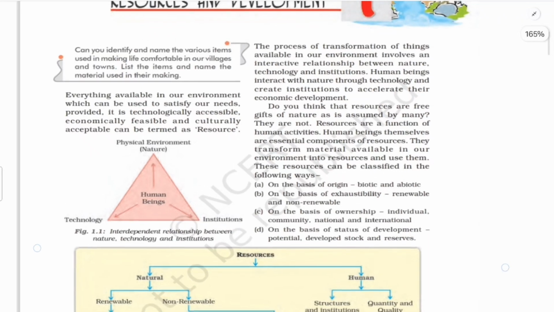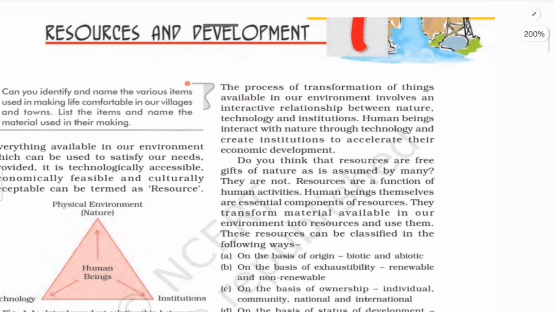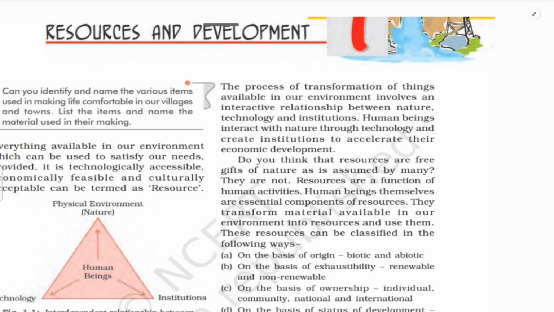Now the process of transformation of these things available in our environment involves an interactive relationship, what we have discussed right now, interactive relationship. And this relationship is between nature, technology and institutions. Human beings interact with nature through technology and create institutions to accelerate their economic development.